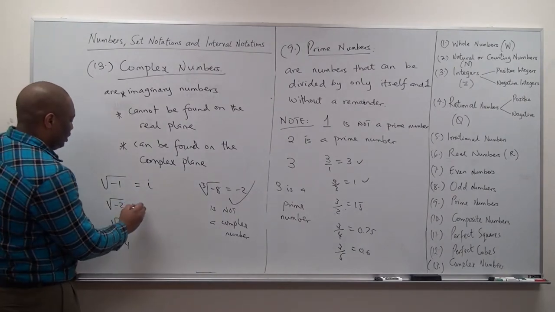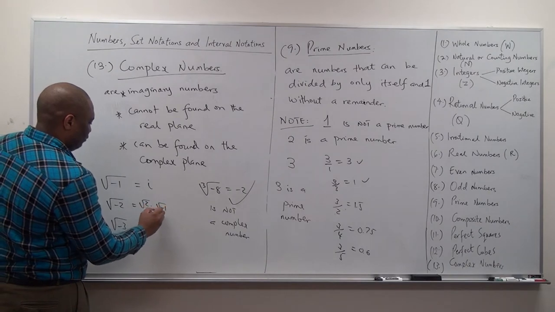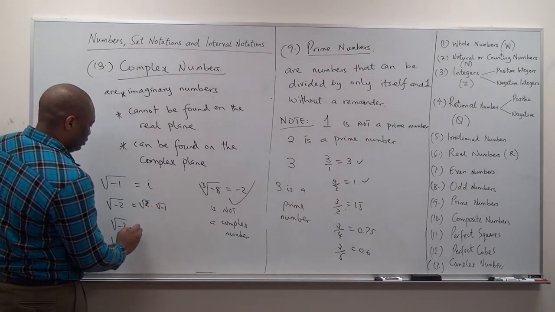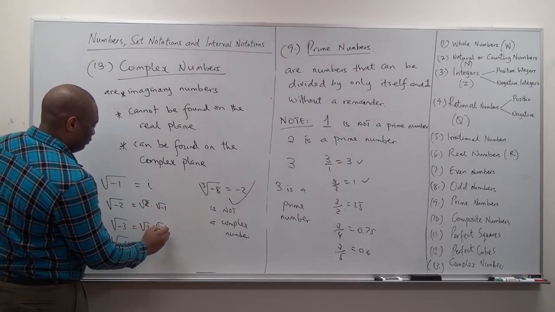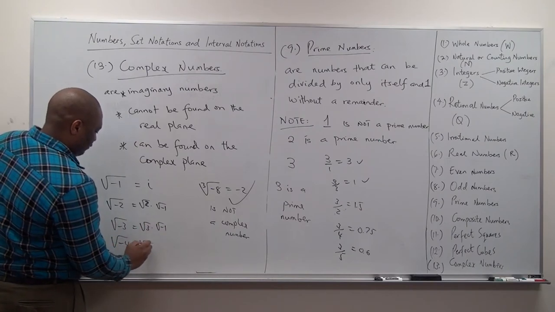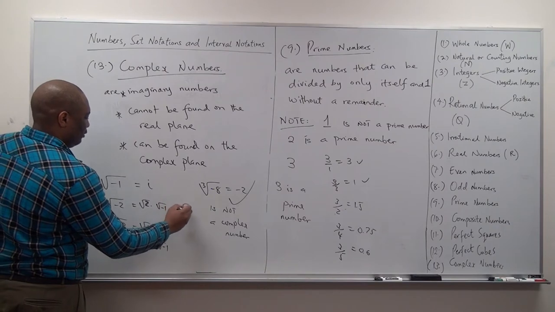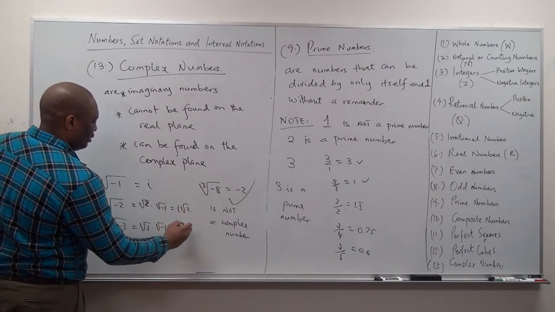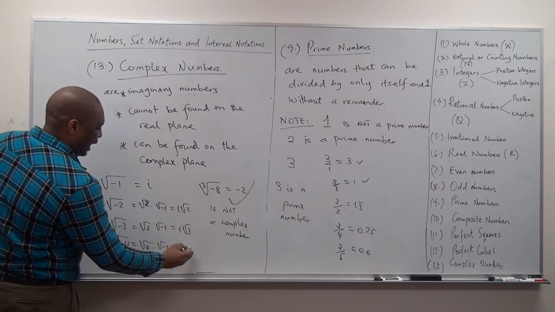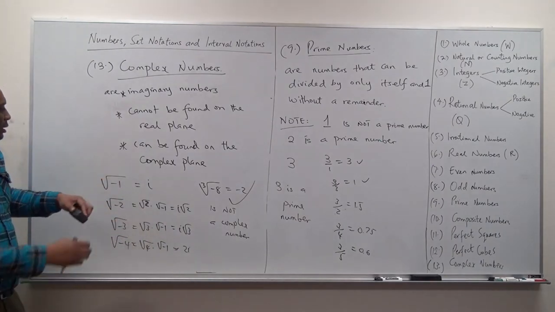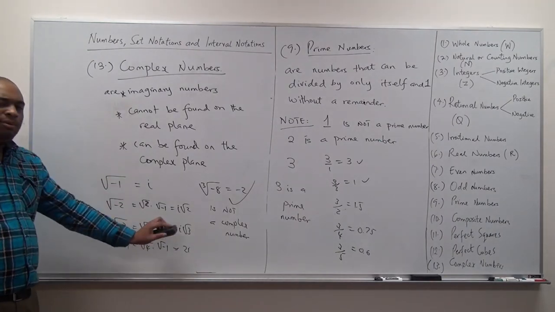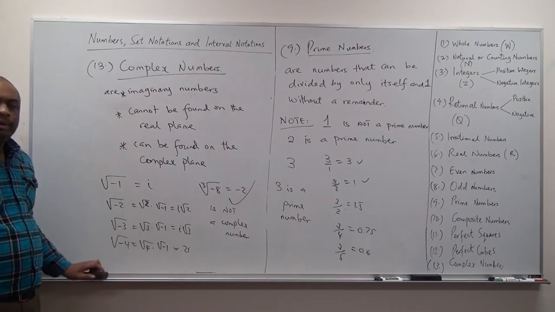Because this will now be square root of 2 times square root of negative 1. And you can call this square root of 3 times square root of negative 1. You can call this square root of 4 times square root of negative 1. And this will give you i square root of 2, i square root of 3. This will give you 2i. Okay, but if you don't understand how I did this, don't worry yourself about it.